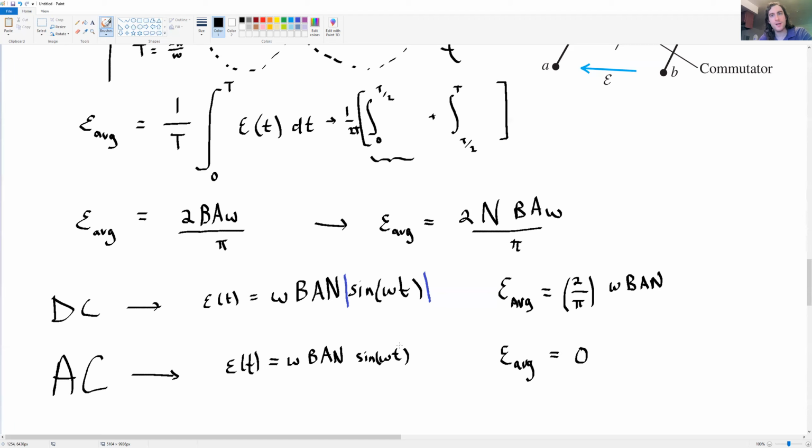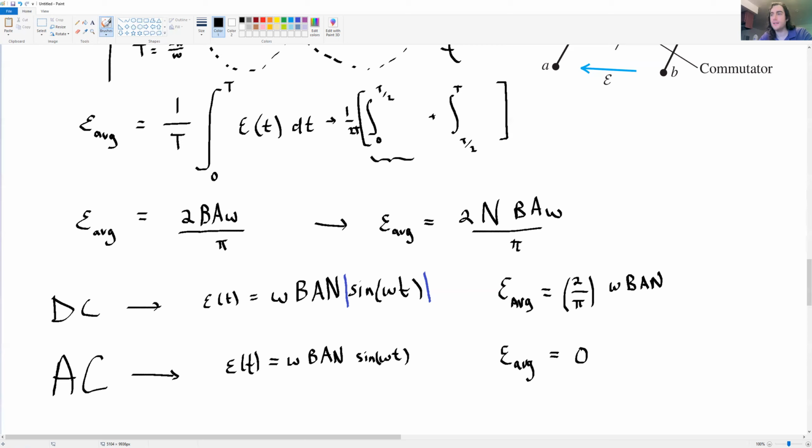Now there could be alternating currents, alternating voltages where the average is not 0. But in this case, you take the average of sine omega t, which is allowed to become negative, and you get 0 because it's equally positive as it is negative. When you take the average of the absolute value, it's only ever positive. So the average is going to be positive. It's not going to be 0. Okay, any questions about that?